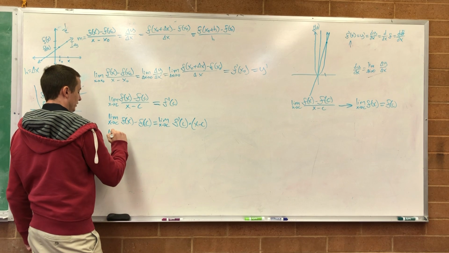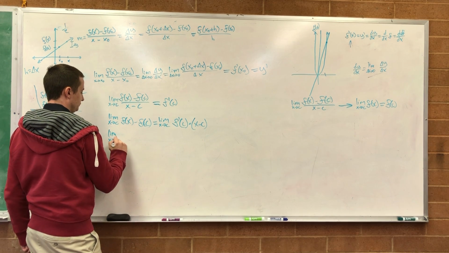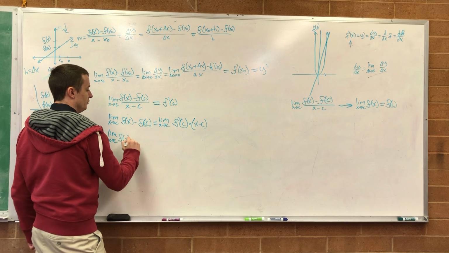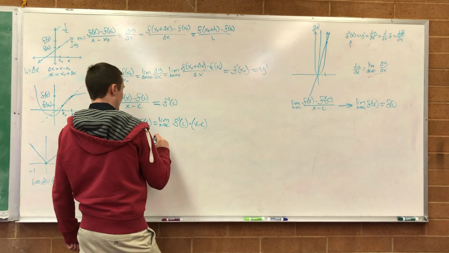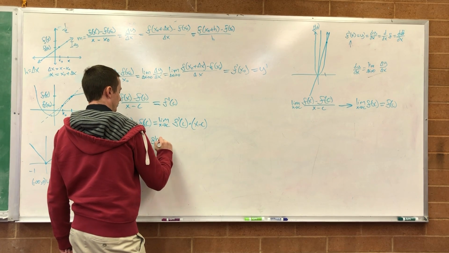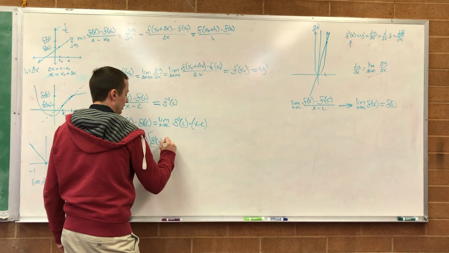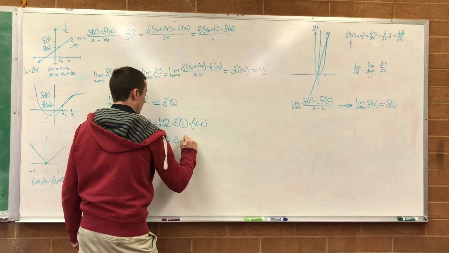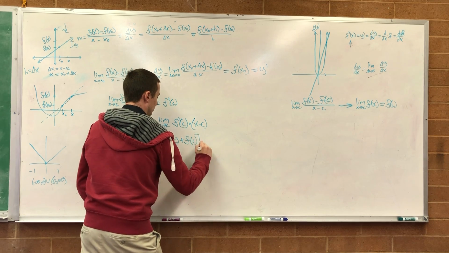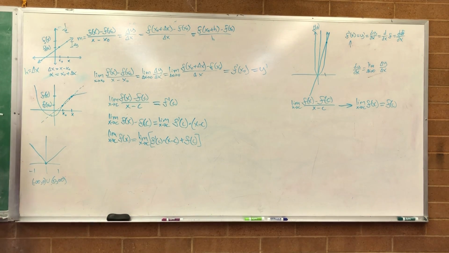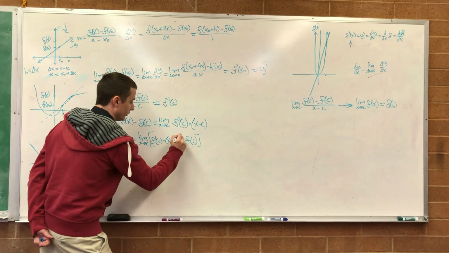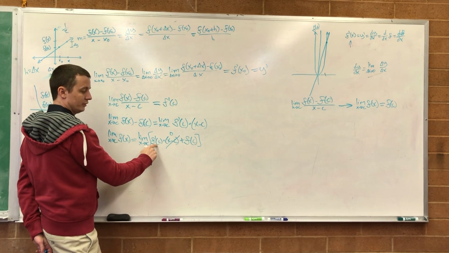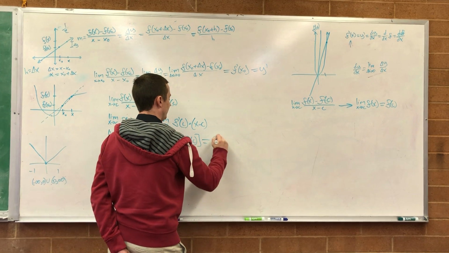So this is the limit as x approaches c of f of x is equal to the limit as x approaches c of f prime of c times x minus c, plus f of c. Follow the algebra? Calculate the limit now. x minus c as x approaches c is 0. So this becomes 0, since 0 times any number is still just 0. So it's just equal to f of c.